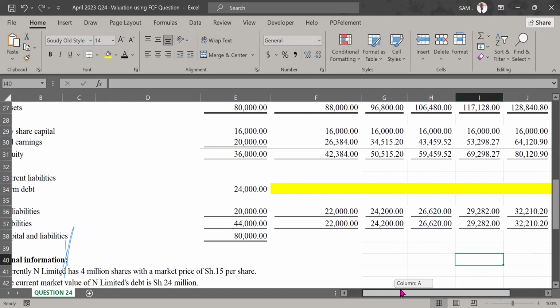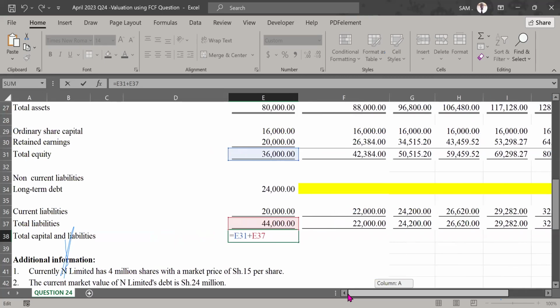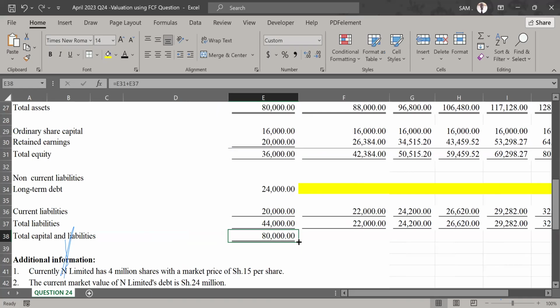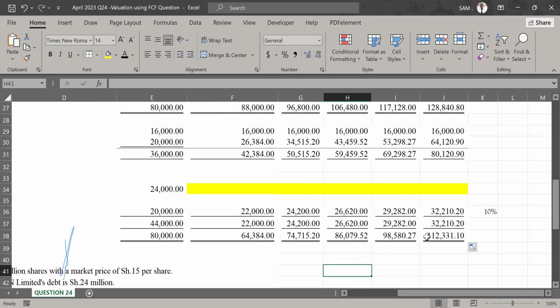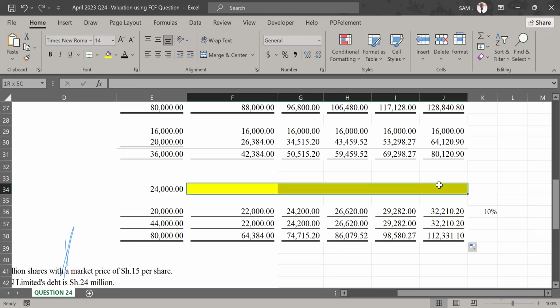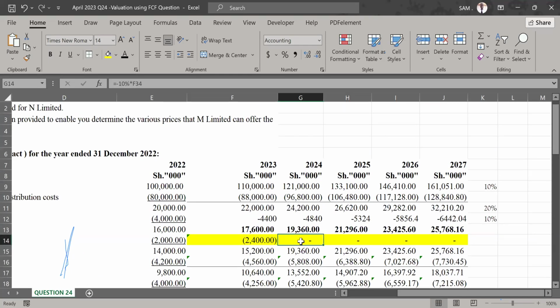We come to total capital and liabilities. You can see if I activate my formula in 2022, it is the total equity plus total liabilities. That's what is giving us total capital and liability. So also, I will just autofill that formula to the end, like that. Now, with that done, the only thing remaining is for us to get the balancing figure, which will be our long-term debt. And at the same time, we take note of the changes that will happen in the interest computation.